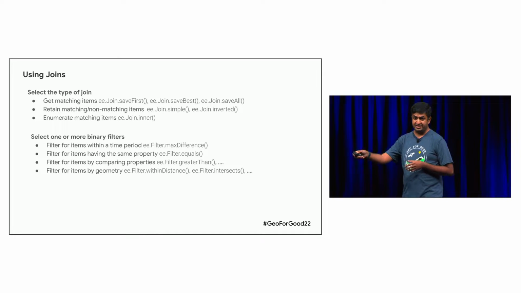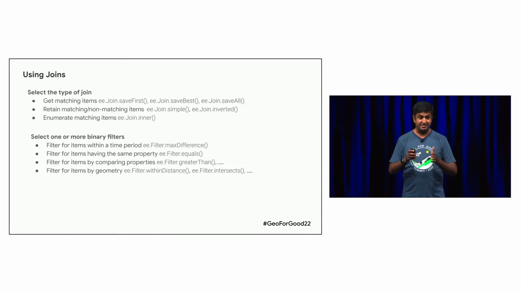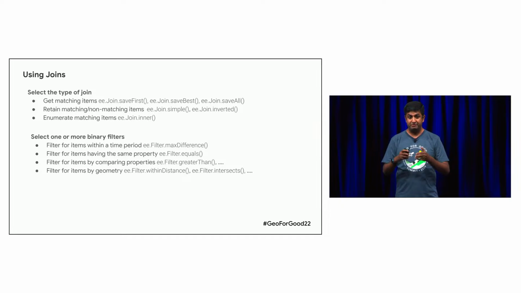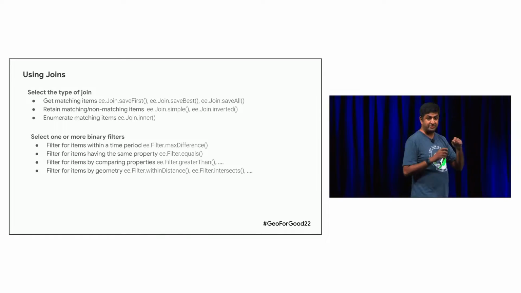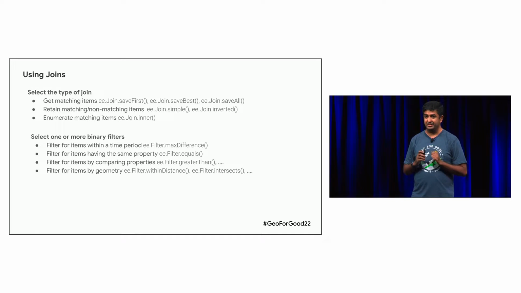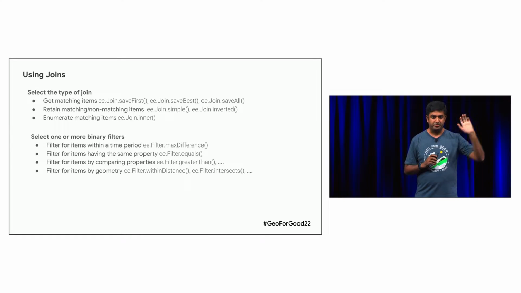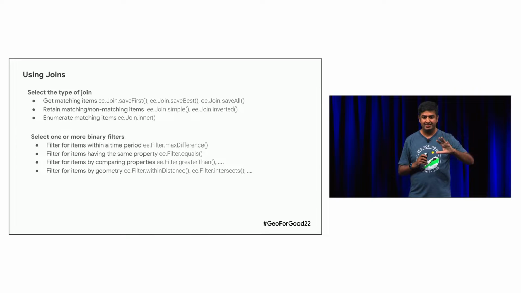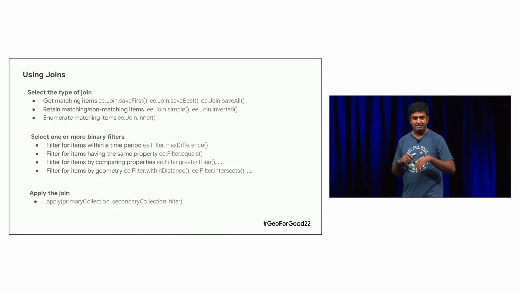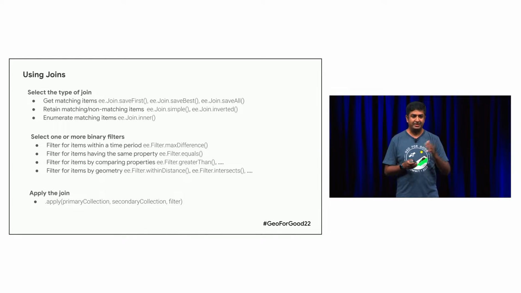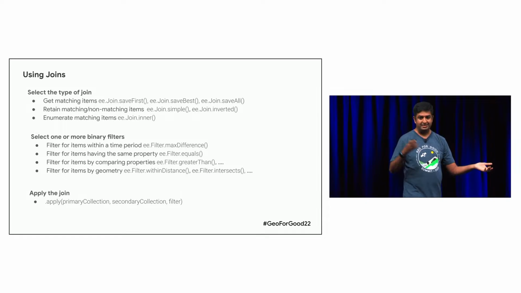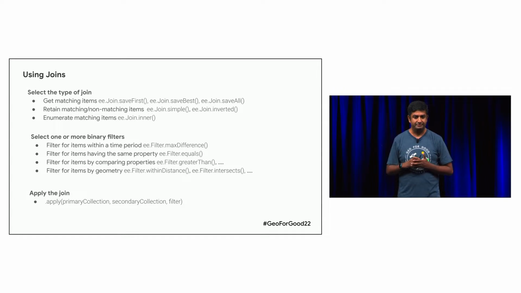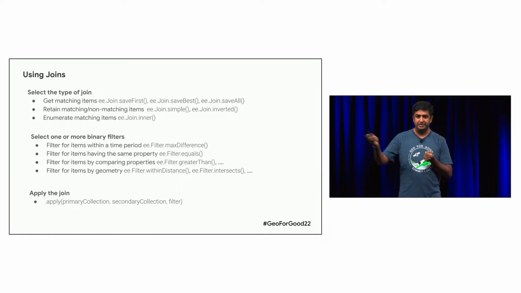And there are some filters available. We have spatial filters. You can find images that have the same intersecting geometry or are within a certain distance. Or the most commonly used is the max difference filter, because it allows you to compare images with the timestamp. So you get a join, you select a filter, and then you apply the join. So you say join.apply, select your collections, a primary collection and a secondary collection, and the filter. Okay, so you get items from the primary collection joined with your secondary collection.